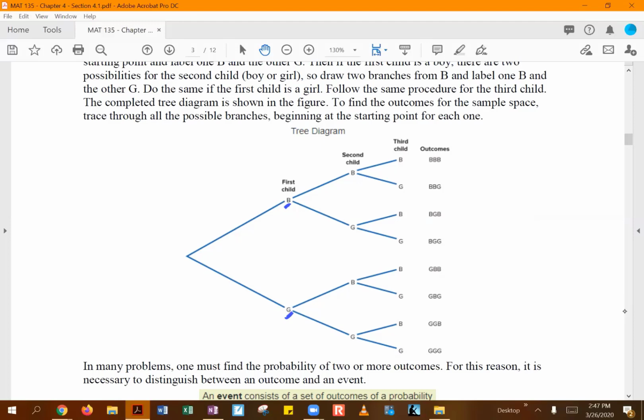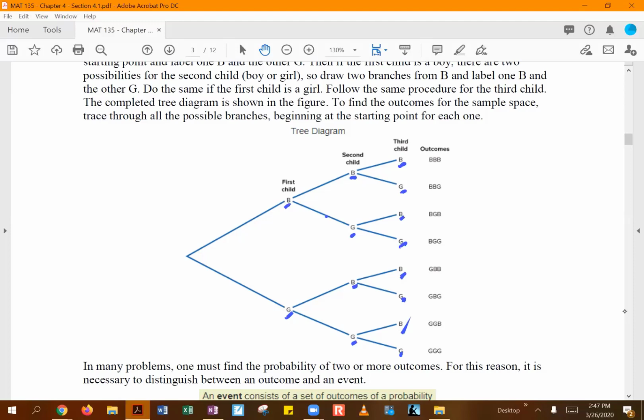Now for the second child, let's say we started out with a boy, which means the second child again could be either a boy or a girl. But if we had a girl as our first child, then the second one could again be a boy or a girl. So you have to create a branch starting from each child and get 2 more options here. Now, since we have 4 options for the second child, from each one of these we again need to draw branches coming out for boy and girl, for all 4 of those options, which will end up giving you 8 options.